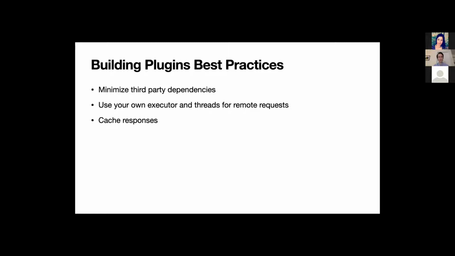One, generally, as a plugin writer or a library writer, you should try to minimize your third-party dependencies as much as possible, especially if you're writing a function plugin that's going to run with user code, so you don't provide clashes at runtime. Also, if you're writing a plugin that's running on the broker or the function workers, and you need to make any type of remote requests to go out to a service, a database, anything like that, make sure you have your own threads or executors to do that work, so you're not interfering with the main Pulsar IO threads.